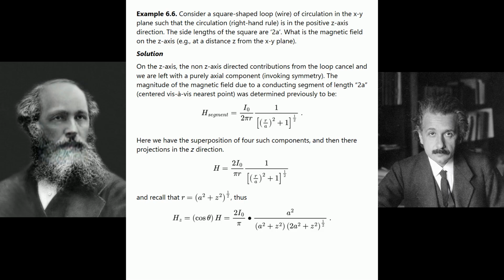Solution: on the z-axis, the non-z-axis directed contributions from the loop cancel and we are left with a purely axial component, invoking symmetry. The magnitude of the magnetic field due to a conducting segment of length 2a, centered vis-a-vis the nearest point, was determined previously to be, see the next equation. Here we have the superposition of four such components, and then their projections in the z direction. See the equation shown. And recall that r equals (a squared plus z squared) to the 1/2. Thus see the next equation.